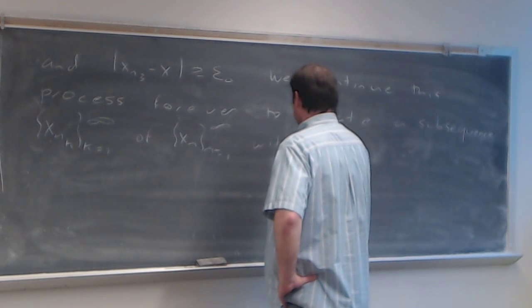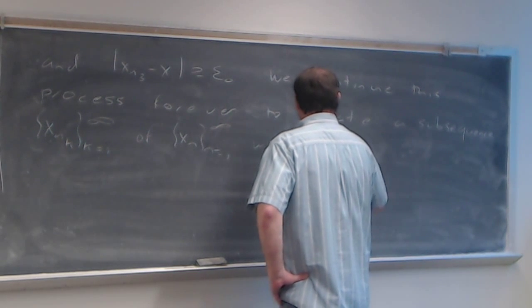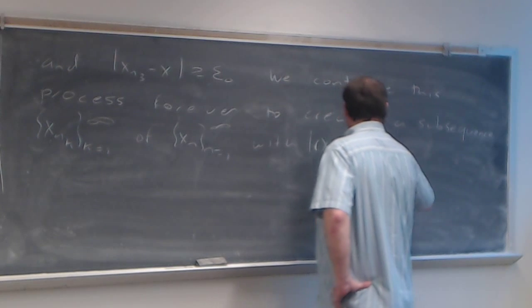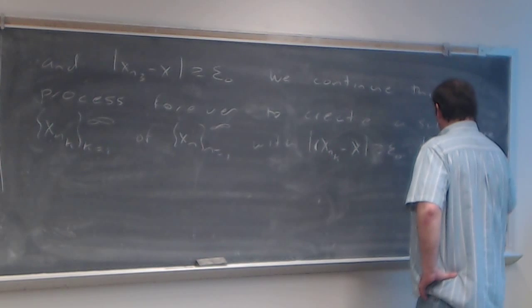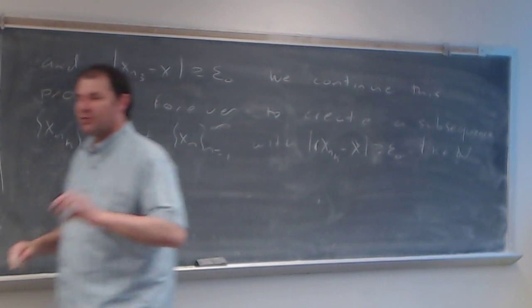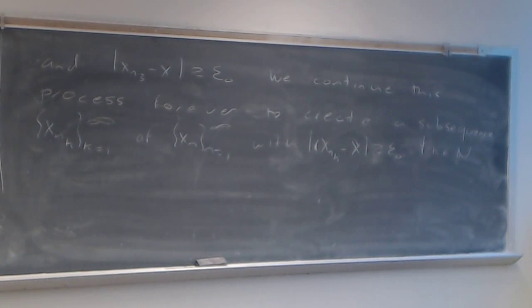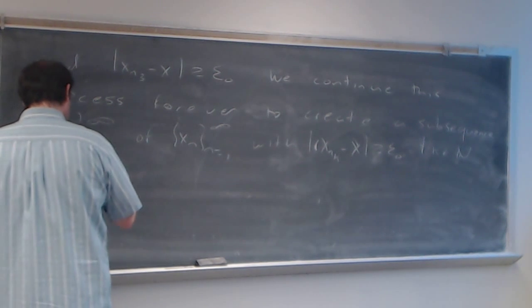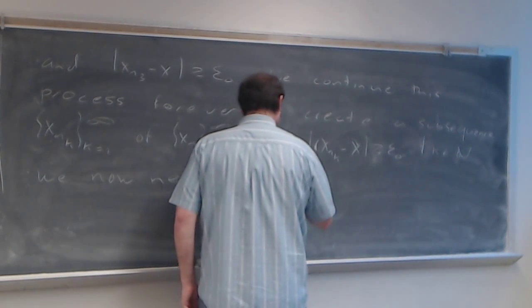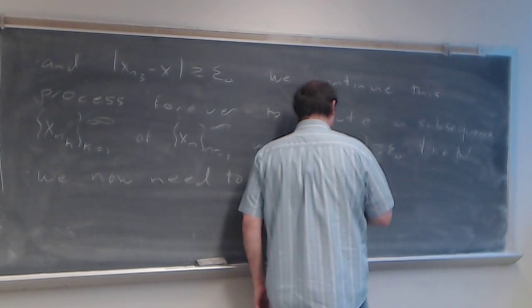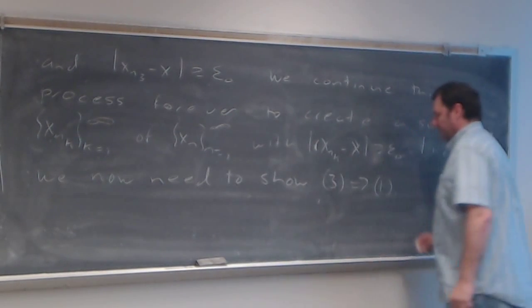With the absolute value of x of n sub k minus x greater than or equal to epsilon naught, and that's true for all k element natural numbers. So that shows that if you have 2, you have 3. Now we need to show if you have 3, then you have 1. So 3 implies 1.